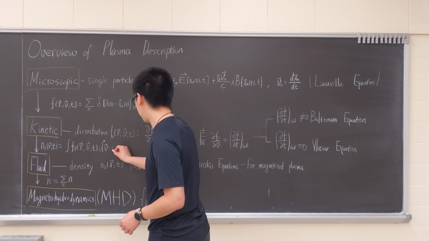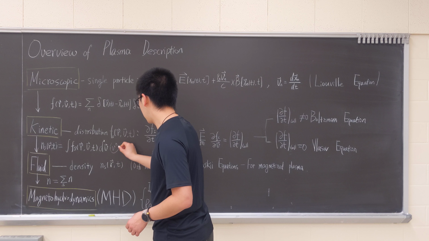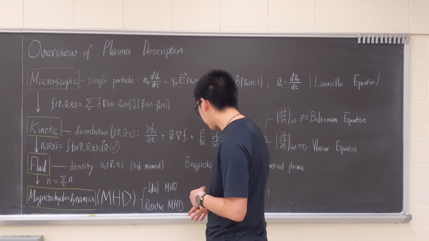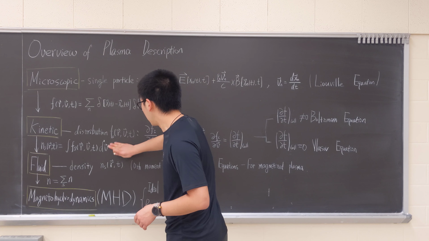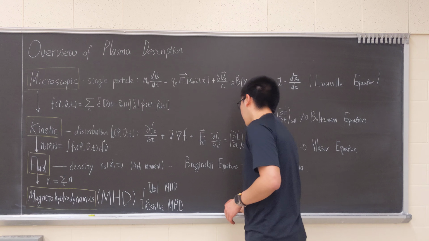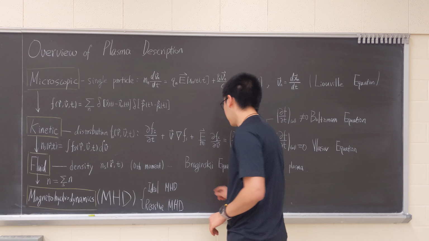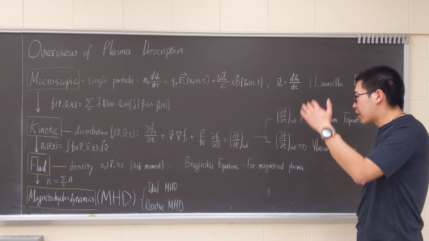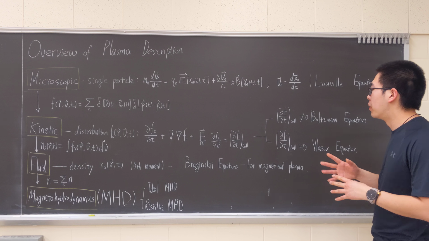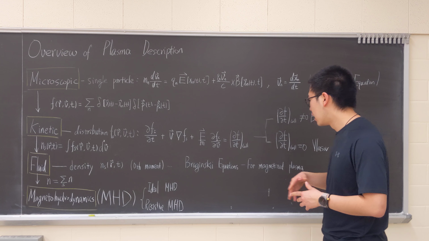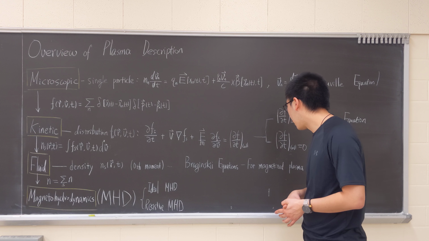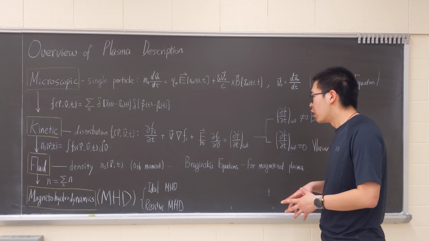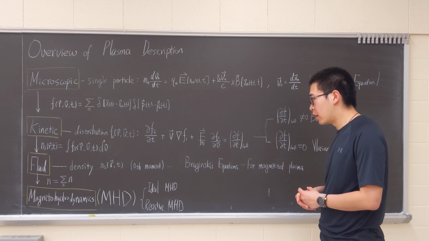multiplying it by v to the nth power, and taking the nth moment, and it keeps going on to the nth moment. So we have to find a way to have a closure. For me at least, the most commonly used for magnetized plasma is Braginskii's equation, which you can find a lot of resources on online.